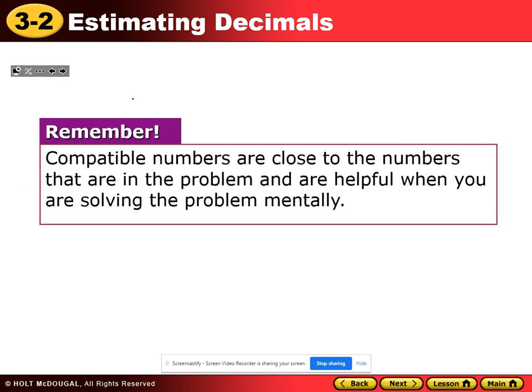Now remember, compatible numbers are numbers that work well together. Like 26 divided by 3 does not work very well, so we can round 26 to 27 because 3 goes into 27 very easily. That's what we're going to be looking at doing here. So compatible numbers are important and they'll make our problems a lot easier.